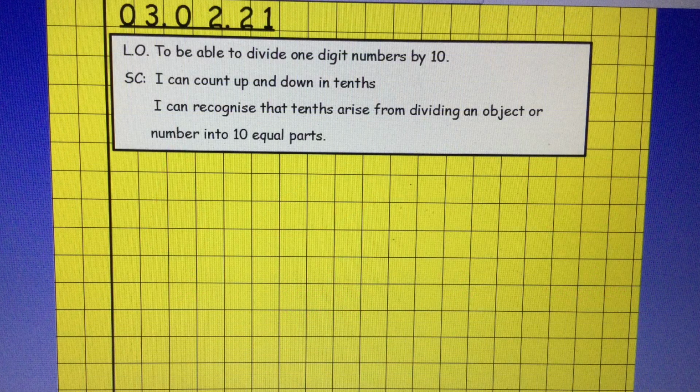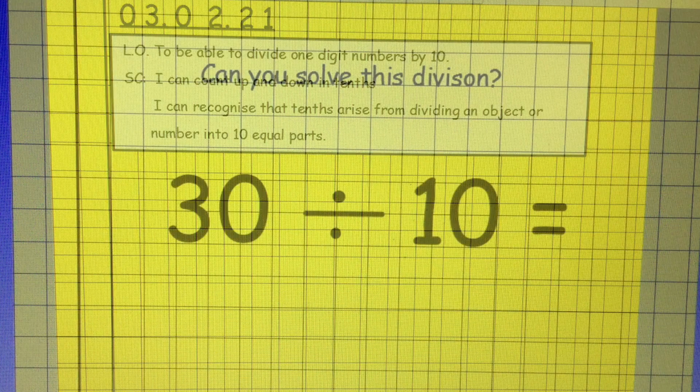Our learning objective today is to be able to divide one-digit numbers by 10. To be successful, we need to be able to count up and down in tenths, and we need to be able to recognise that tenths arise from dividing an object or number into 10 equal parts.